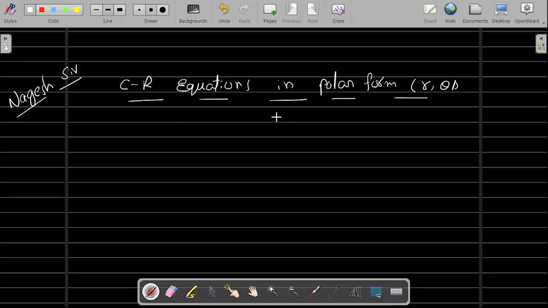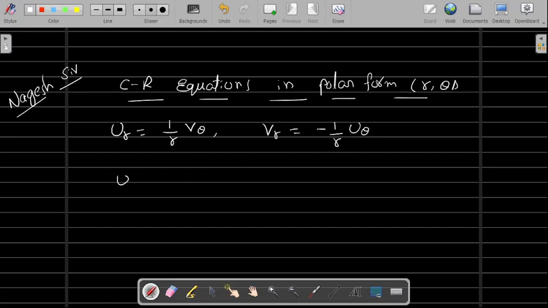Here are the Cauchy-Riemann equations in polar form: u_r equal to 1 by r v_theta, and v_r equal to minus 1 by r u_theta.